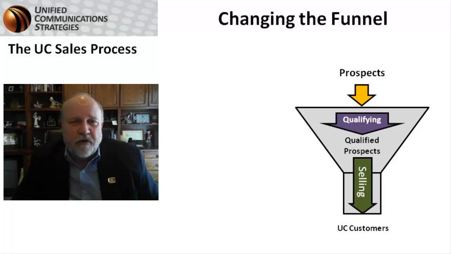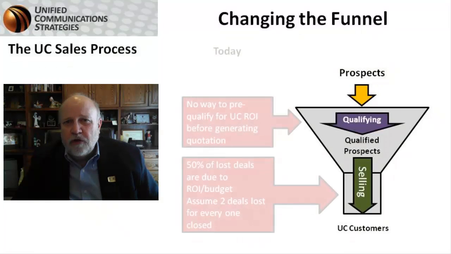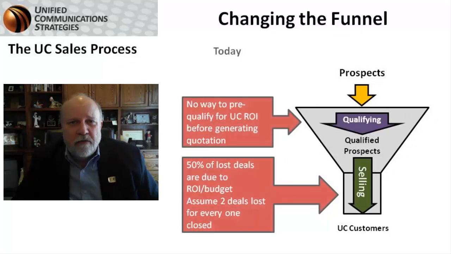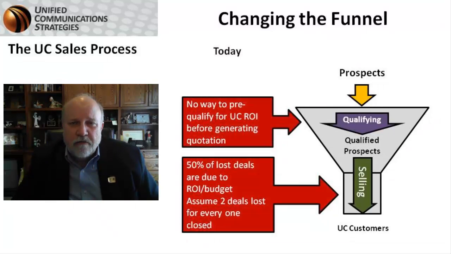So the typical sales funnel, we have a set of potential prospects. They're qualified to make sure that we want to spend time selling them, and then we have a sales process. If you look at the funnel today, there are big challenges in UC. First, how do I qualify a prospect for UC? And then once I've qualified the prospect, how do I give that prospect the right tools to be able to sell their organization on the expenditure?